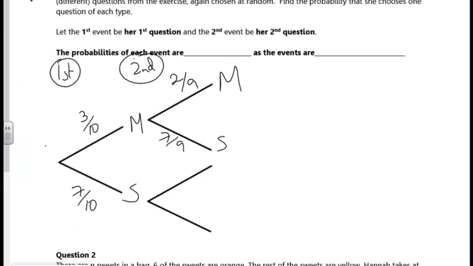So we've got a mechanics question, which would be 3 out of 10, and a stats question, which is 7 out of 10. If I go along the top branch, I've used up a mechanics question, so I've only got 2 mechanics questions left out of 9. I have the original 7 stats questions. Another option is if I take a stats question. In terms of the mechanics questions, I've still got the original 3. I've only got 9 left, and the stats question, I'm down to 6 out of 9.